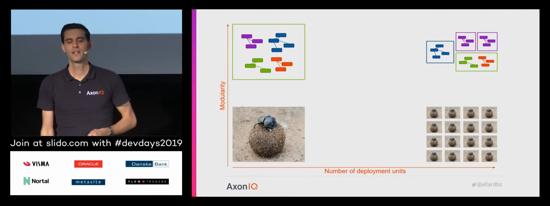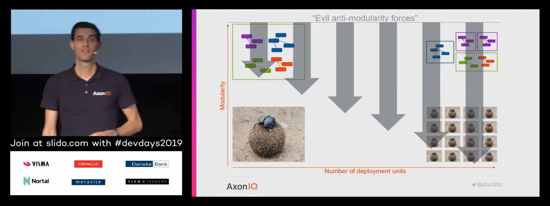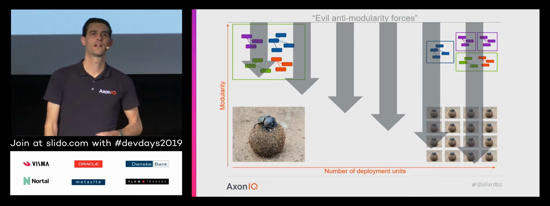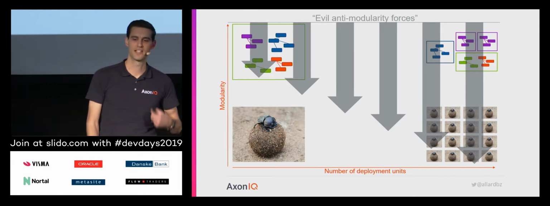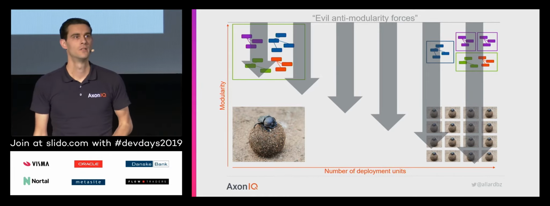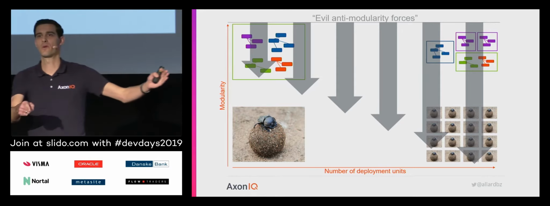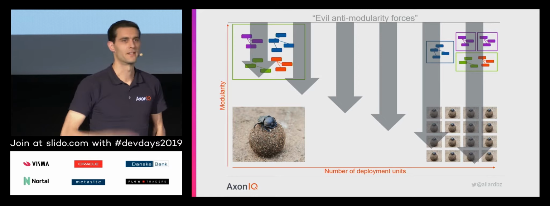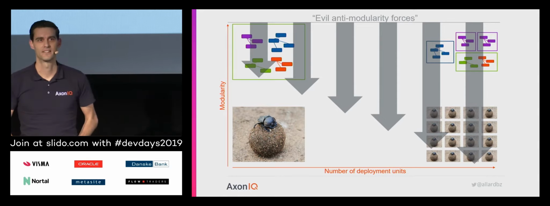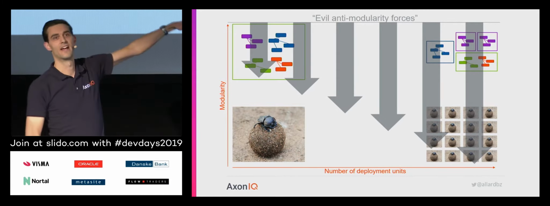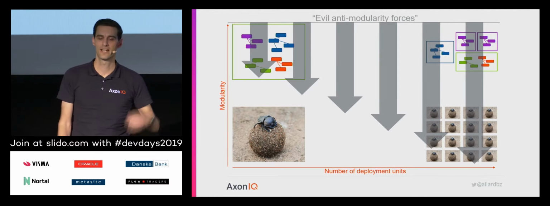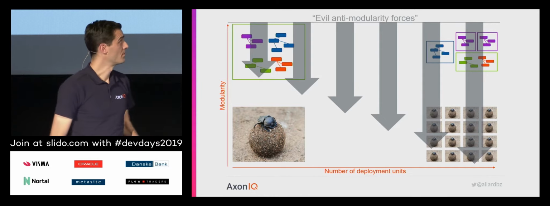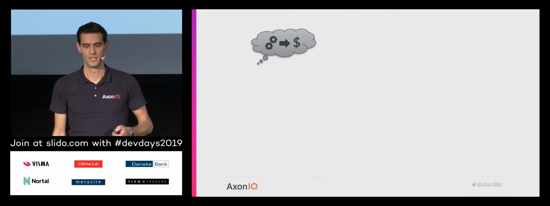But we have to be careful that there are evil anti-modularity forces on every project. Usually they come in the form of project managers telling you to deliver tomorrow. Right? This is what I want and this is when I want it. So we cut corners. We increase our technical debt. Well, technical debt is one of these arrows, right? It's one of these things that gets you back into the distributed big ball of mud, I guess.